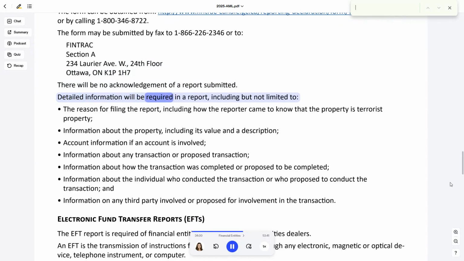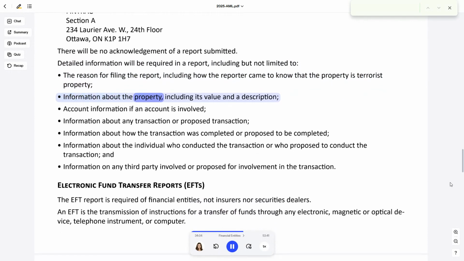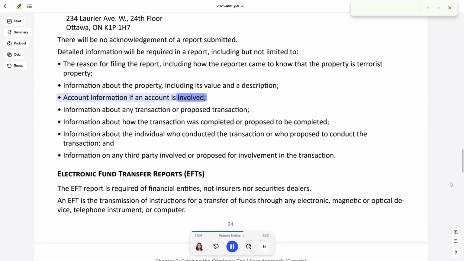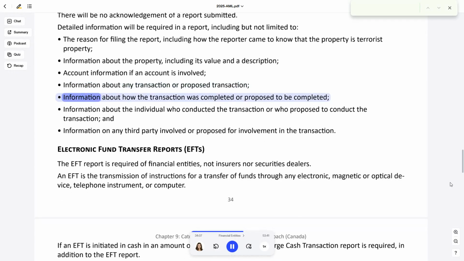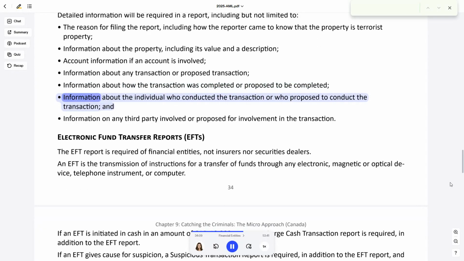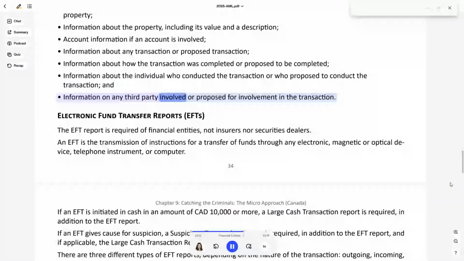Detailed information will be required in a report, including but not limited to the reason for filing the report, including how the reporter came to know that the property is terrorist property; information about the property, including its value and a description; account information if an account is involved; information about any transaction or proposed transaction; information about how the transaction was completed or proposed to be completed; information about the individual who conducted the transaction or who proposed to conduct the transaction; and information on any third party involved or proposed for involvement in the transaction.